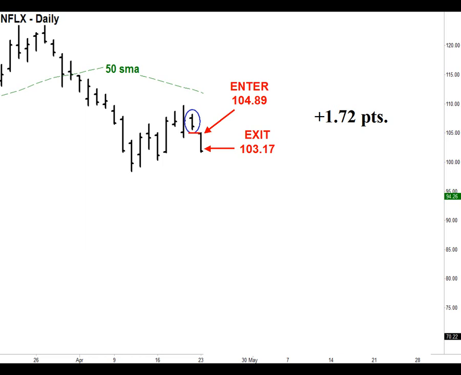And that's not bad for a quick day's work. I mean, we made nearly 2 points. We're in and out, and you could be in a number of stocks where you could add up small little gains like this, where it could really add up over time.